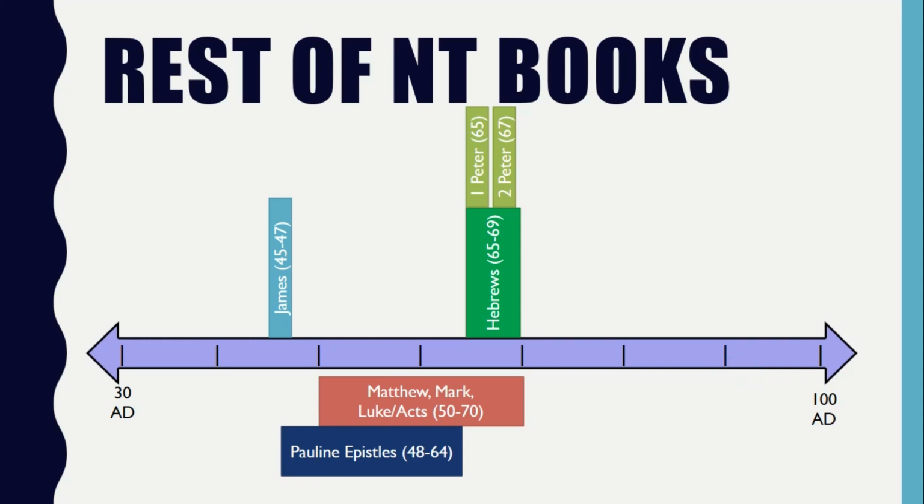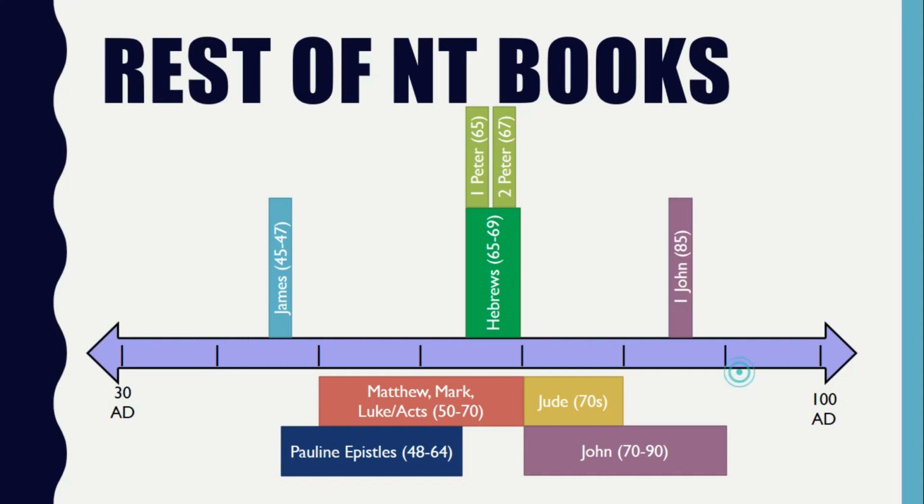1st Peter at 65, 2nd Peter in 67. Jude is written sometime in the 70s. John is written between 70 and 90. 1st John is written about 85, 2nd and 3rd John around 90, and Revelation, the last book of the New Testament, around 95 to 96.